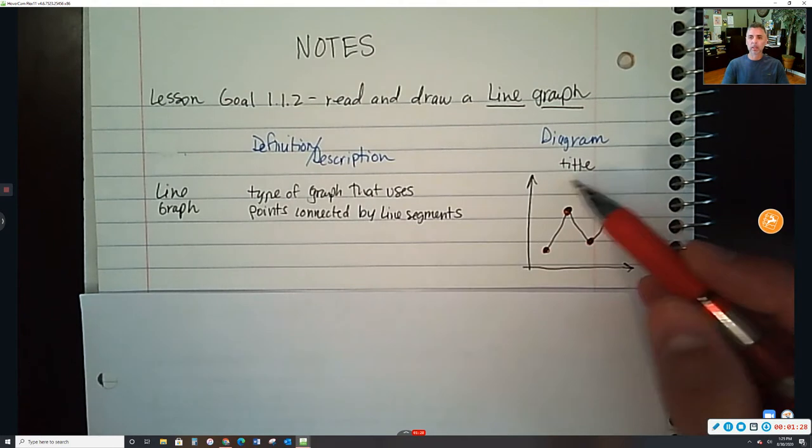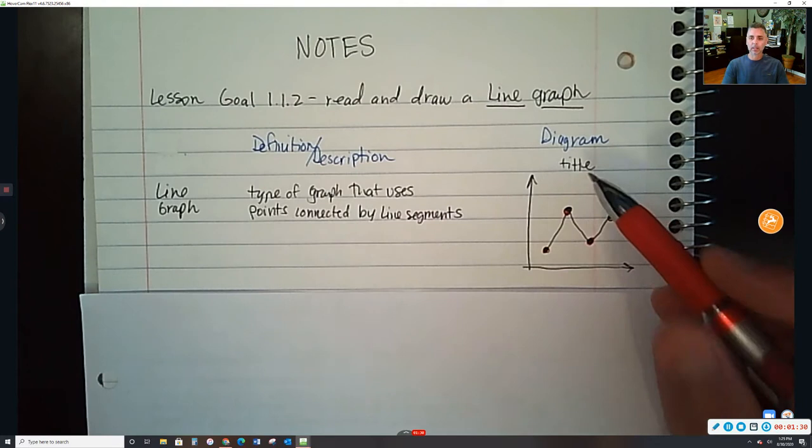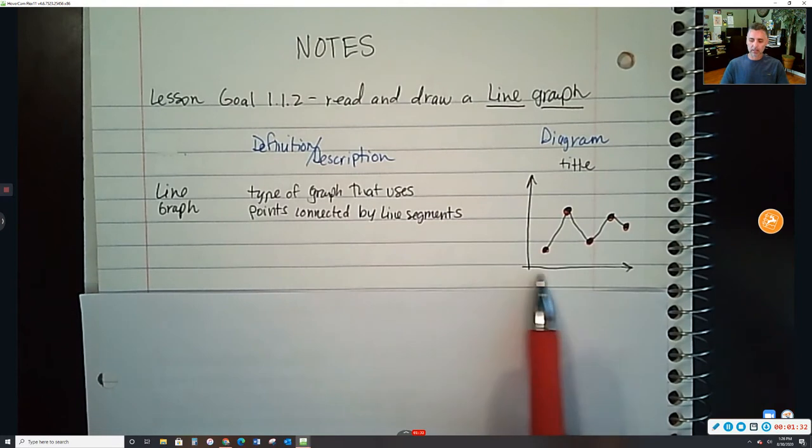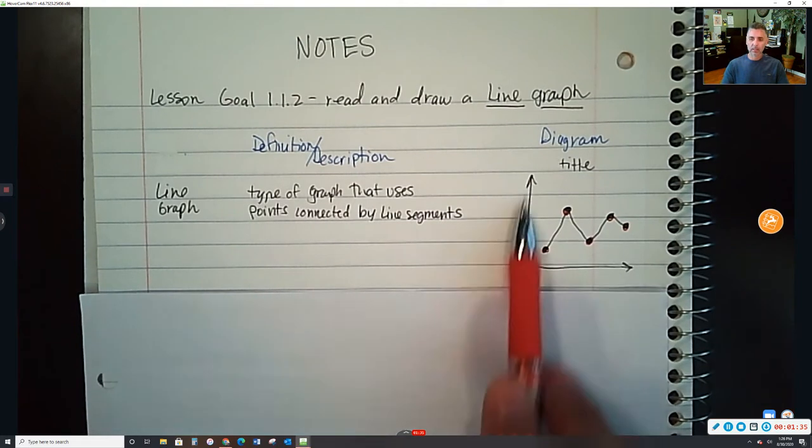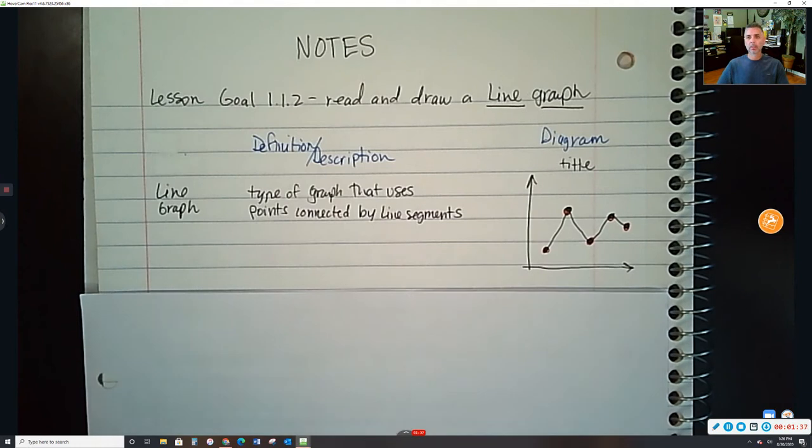I put title up here because it usually does have a title, right? This is called the horizontal axis and the vertical axis. Horizontal is like this, and vertical is like that. So at this point I would pause this and copy it all down, and then I'm going to continue with the example.